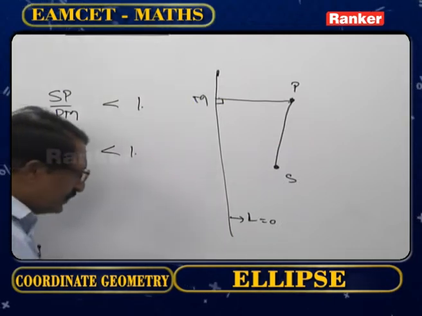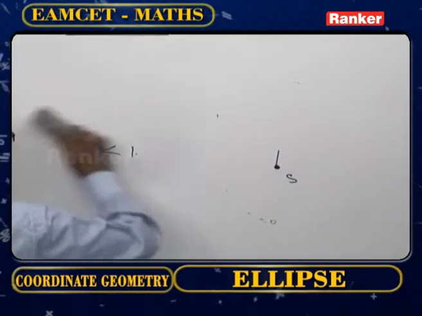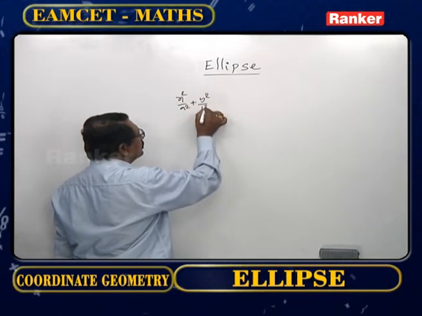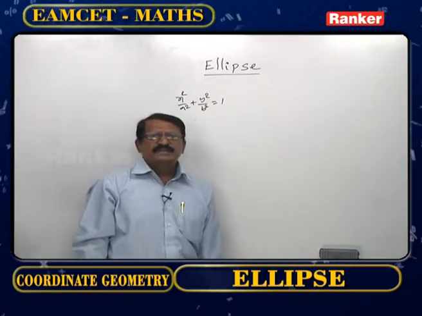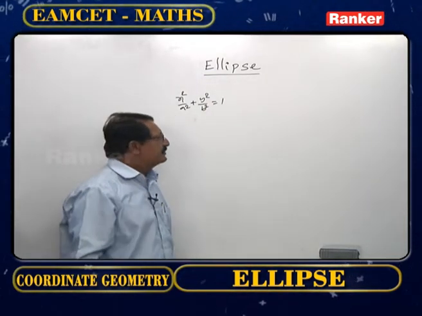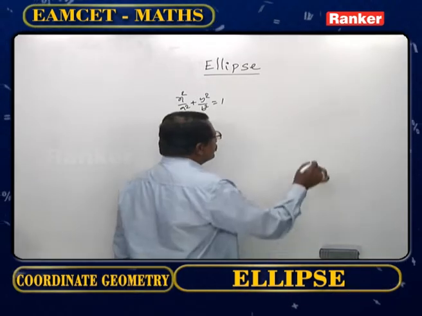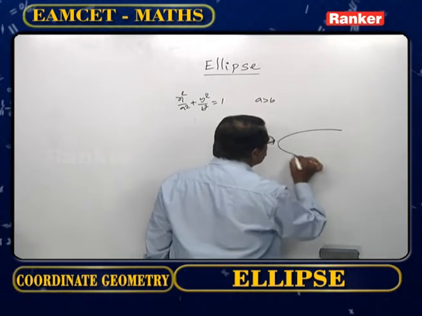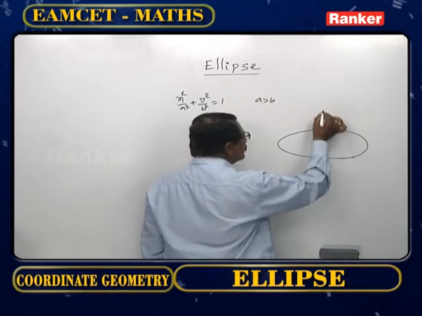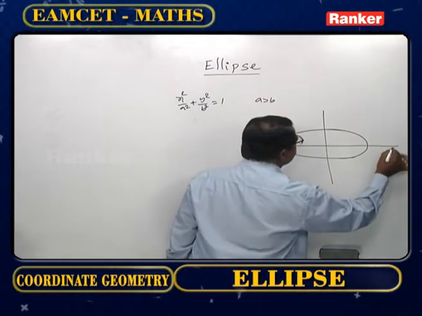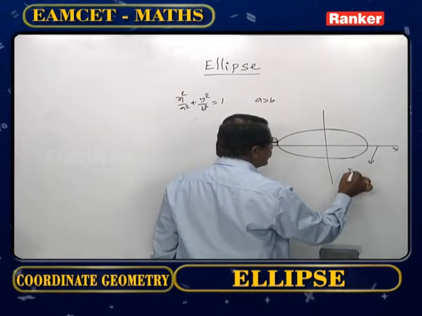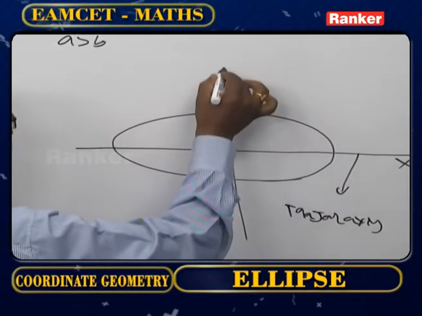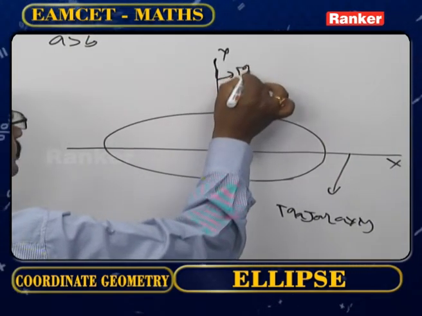The standard equation of the ellipse is x square by a square plus y square by b square equals 1. In this case, if a is greater than b, the major axis of the ellipse is the x-axis. The x-axis is the major axis, and the y-axis is the minor axis.